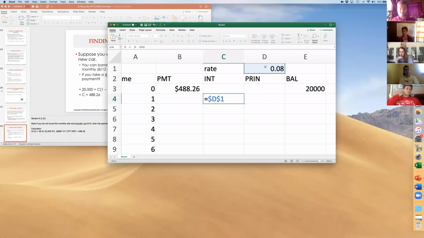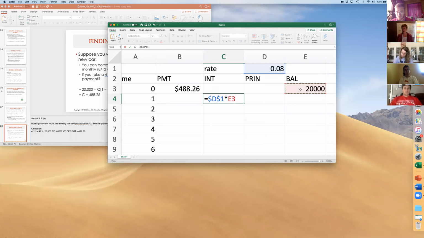And I'm locking on to D1 for that interest rate. The first dollar sign in front of the D locks on to the column D, and the dollar sign in front of the 1 locks on to the first row. So that identifies a single cell that it's locking to, and it won't change from that. So it's going to refer to that interest rate over and over again when I copy my formulas. Then I'm going to multiply it by this balance. I'm not going to lock onto that balance because the balance is going to change.